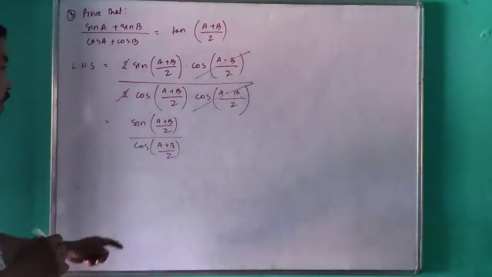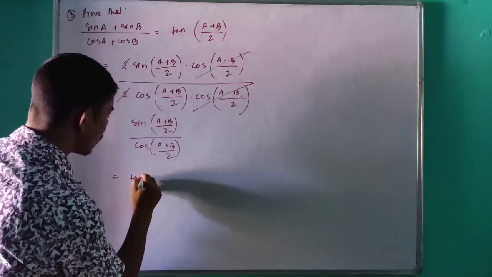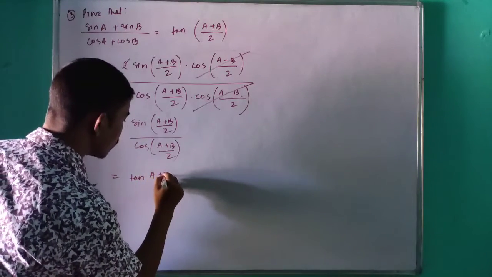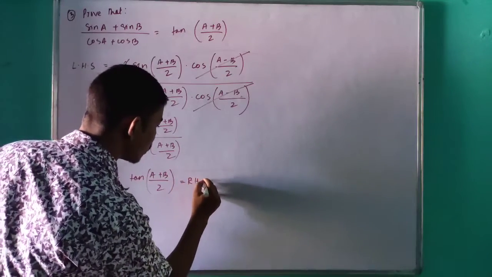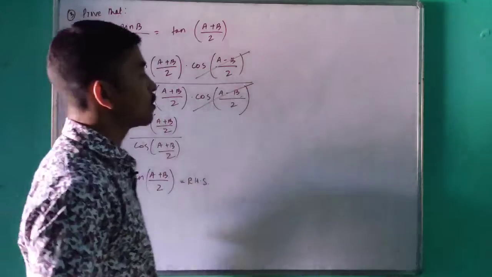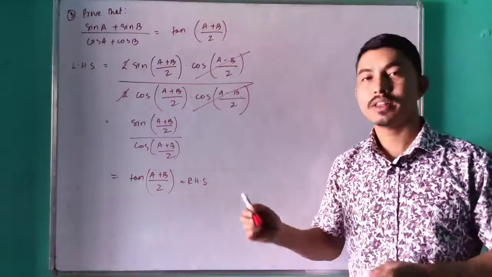Now we already know that sin theta by cos theta is equal to tan theta. So it will be equal to tan of a plus b divided by 2, which is equal to the right hand side. Okay, so you can solve all the exercise questions related to this exercise in a similar manner.